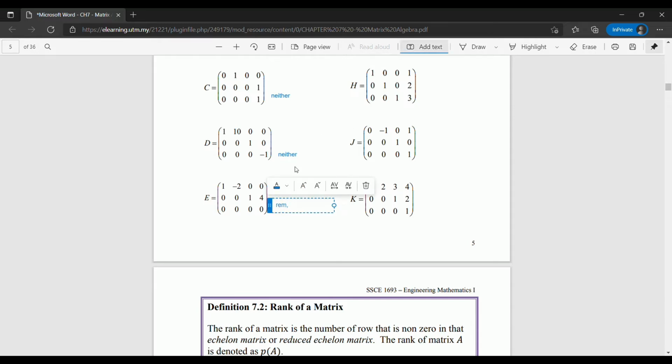Then we check whether it is a RREF or not. For this one to be RREF, the column containing a leading one must have at least one zero entry in the column. So we can see that, okay, column number 1, the column consisting of a leading one, has a zero entry. So the first one is fulfilled. Then we look at the second leading one. It has a zero entry as well. So this one is a RREF.